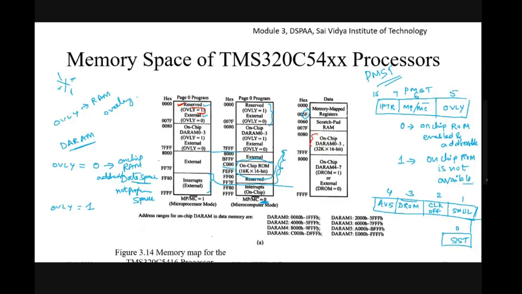On-chip DARAM 0 to 3 is there. Observe here, it is 32K cross 16 bit. When it is on-chip ROM, it is 16K cross 16 bit. Here the second half of the memory is divided into on-chip RAM, reserved, interrupts, on-chip, and also external. It is in microcomputer mode.